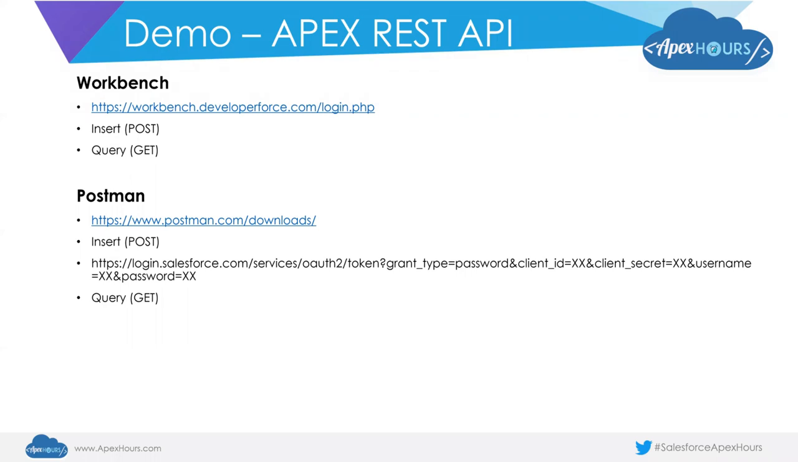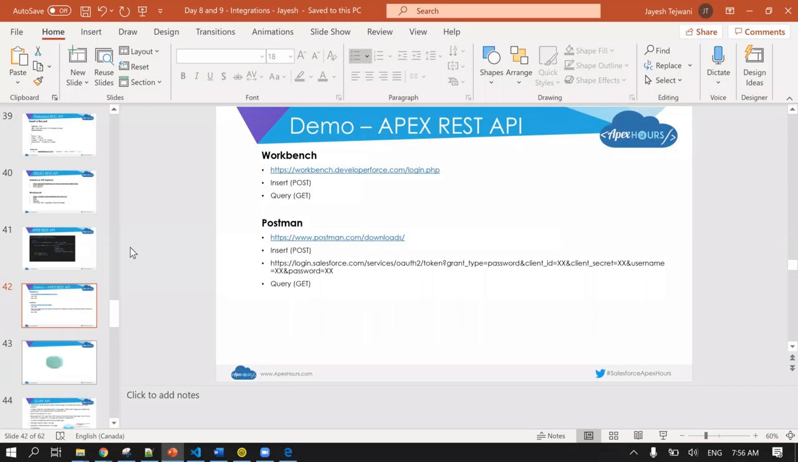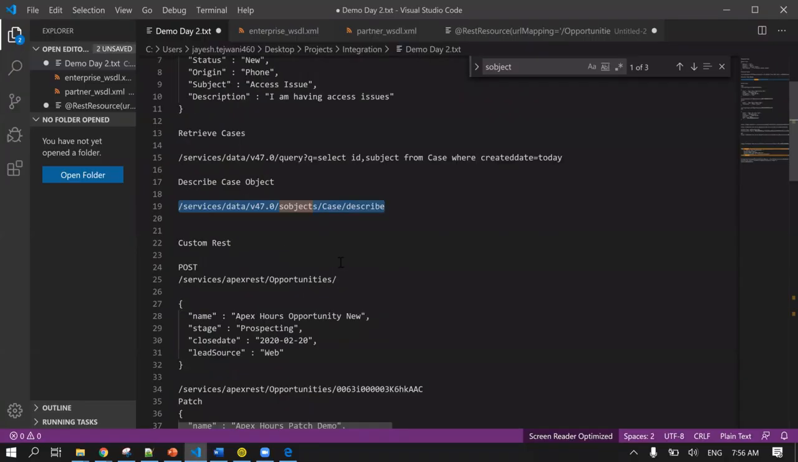We're going to see this in two ways. One is through Workbench, one is through Postman. Why Postman, I'll tell you. So let's look quickly at the Workbench. So I was talking about the URL. It's very important.